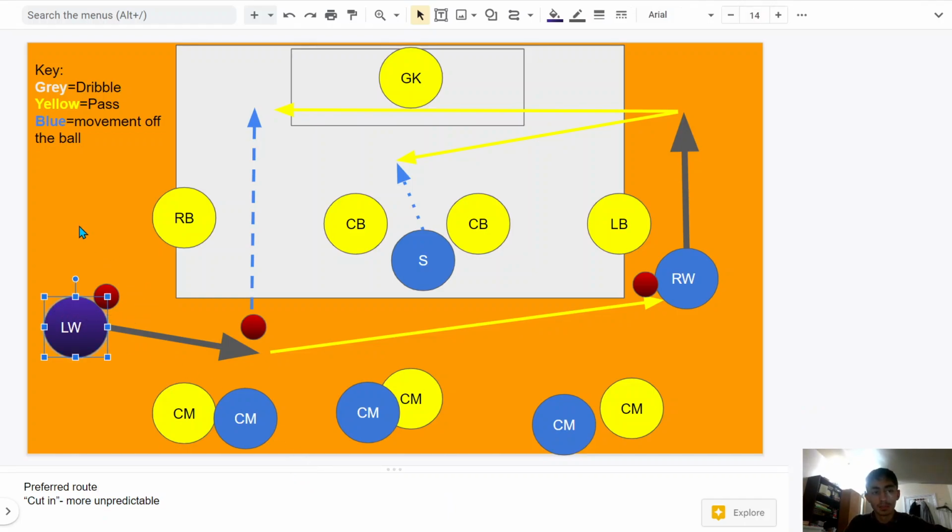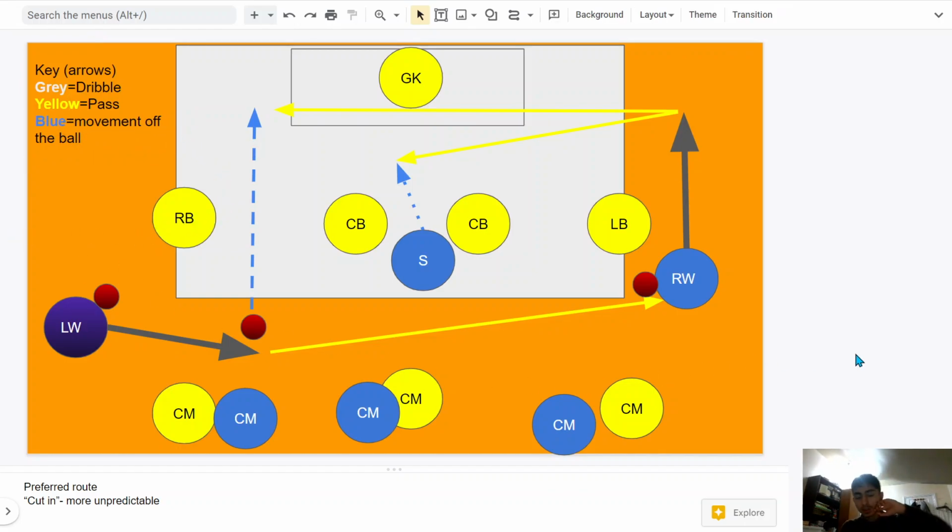So, before I say anything, here I have made a key for you. This key represents, well, specifically, what the arrows represent. Grey arrows represent you dribbling, or in other words, taking the ball at your feet and running with it. Yellow would be pass, and blue would be movement off the ball.